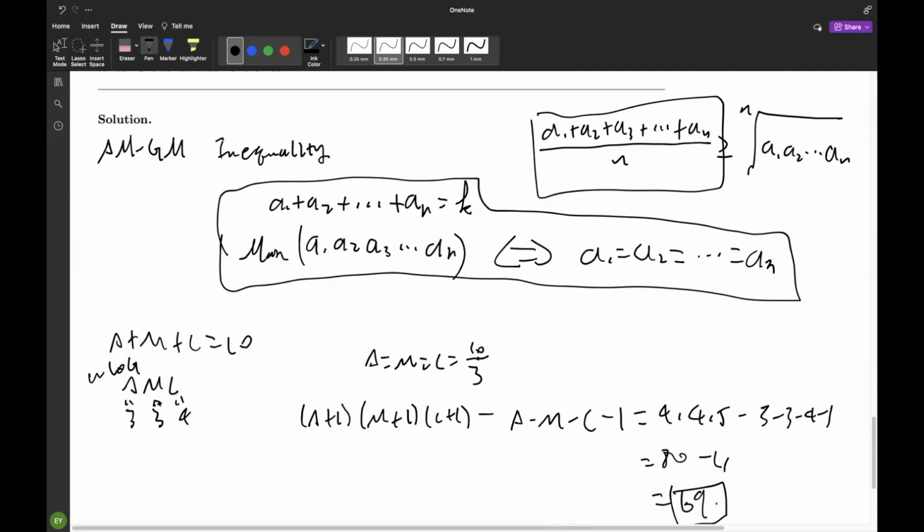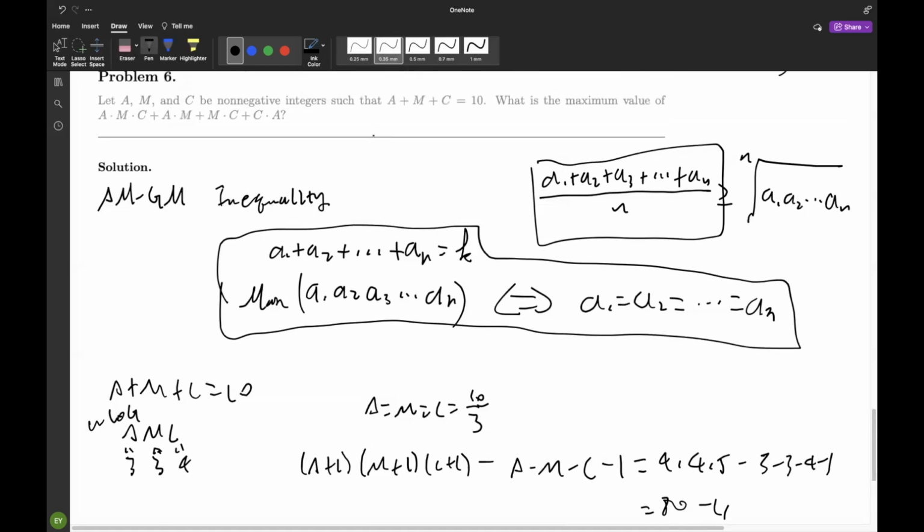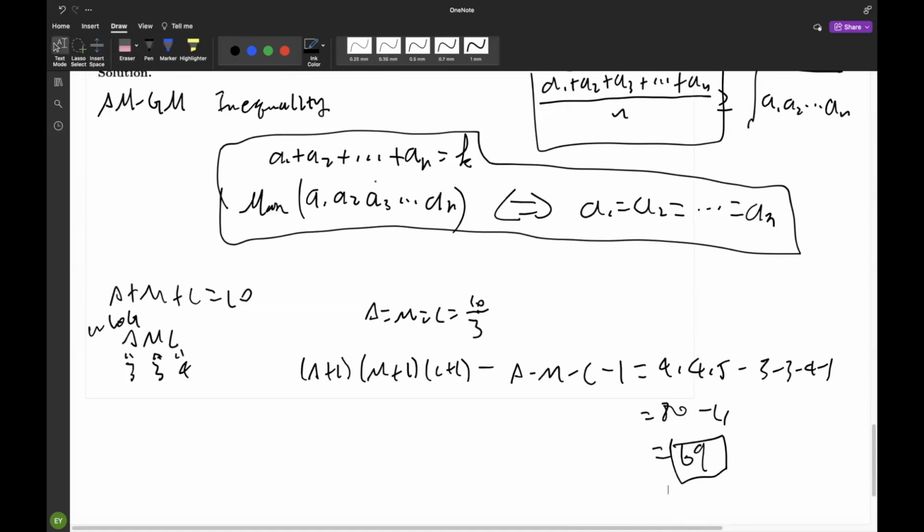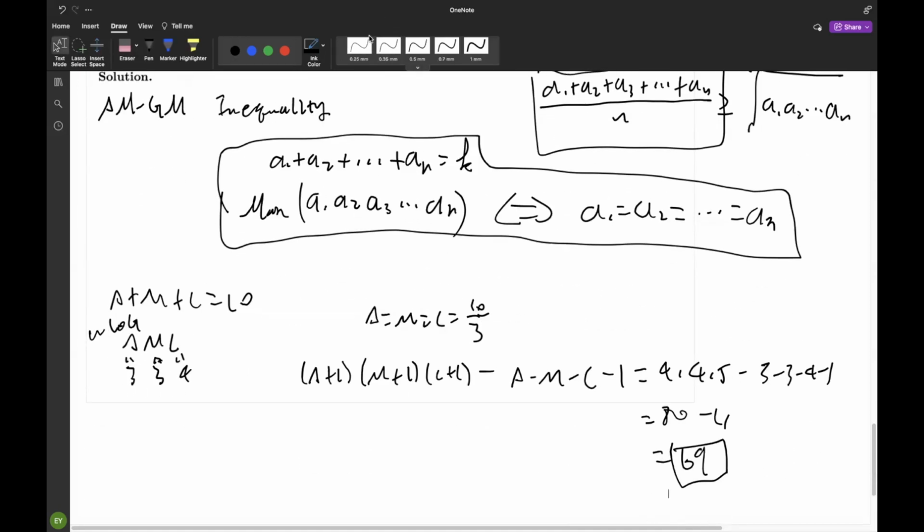So this is our maximum value. Sorry about the mistake. Did you guys understand the solution? I know it's quite hard, but did you guys get it? Yes or no? Ah, okay. Yes, it's okay.